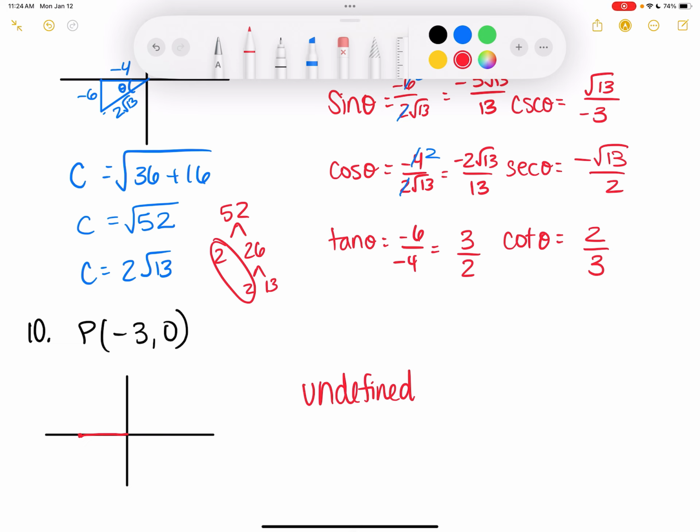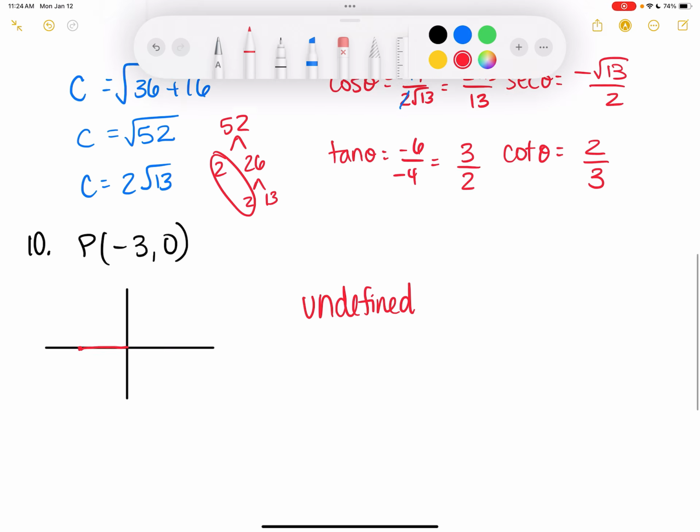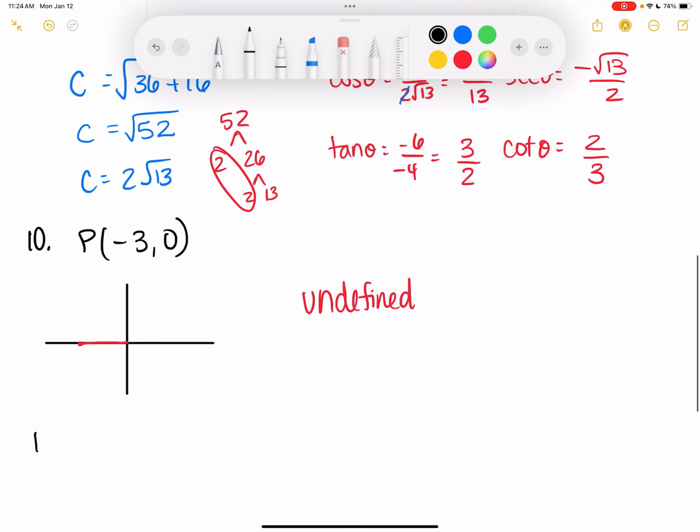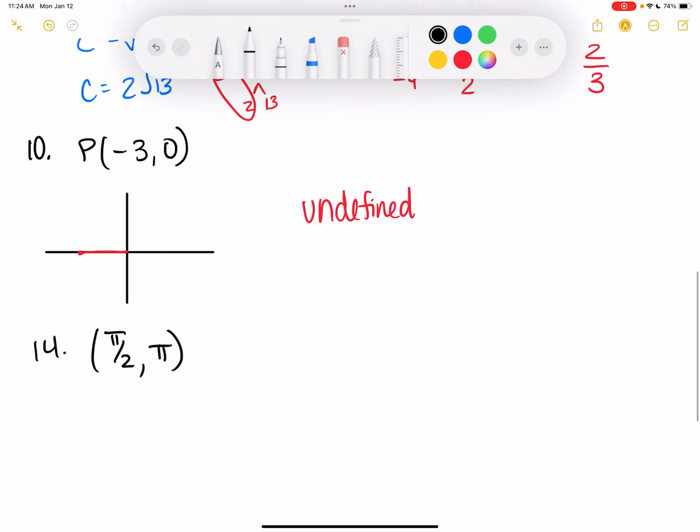State the sign, positive or negative, for the sine of t, cosine of t, and tangent of t for the given t values in the interval. Number 14, we have the interval of pi over 2 to pi. We're looking at sine, then cosine, then tangent, and whether they are positive or negative.